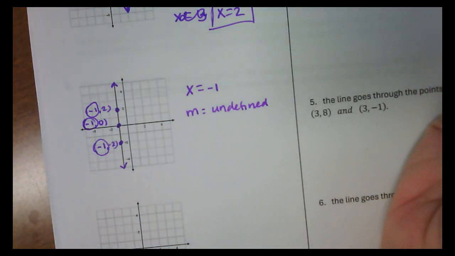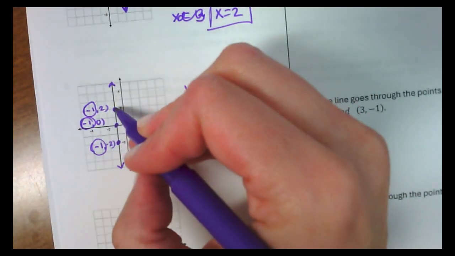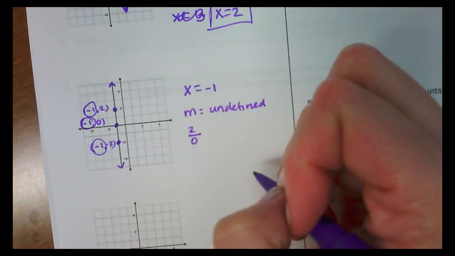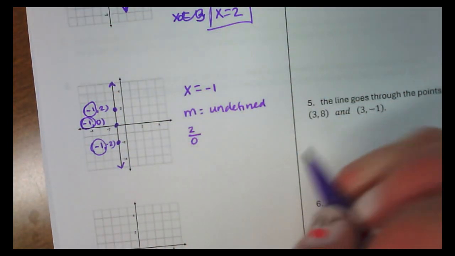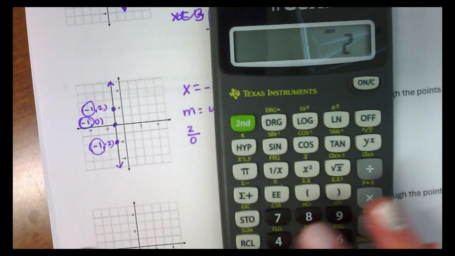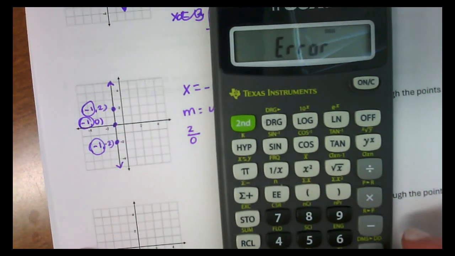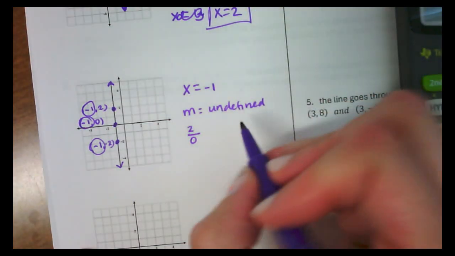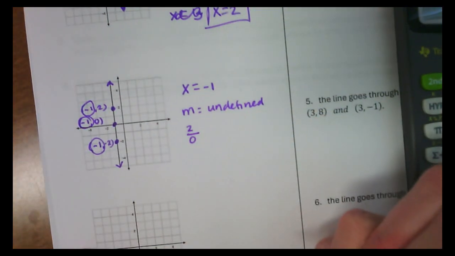Okay, if you forgot that it was undefined and you went to try to figure it out from here to here, we rise 2, we don't run at all. Your calculator could help you remember, because if you hit 2 divided by 0, it tells you error. Okay, you can't divide by 0. So that's your hint to tell you it's undefined.